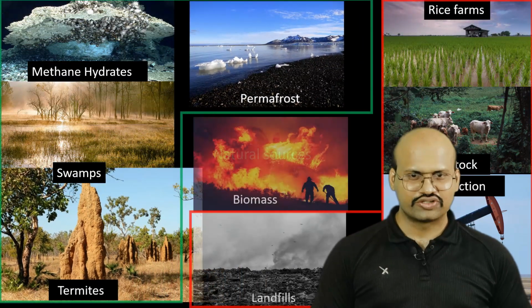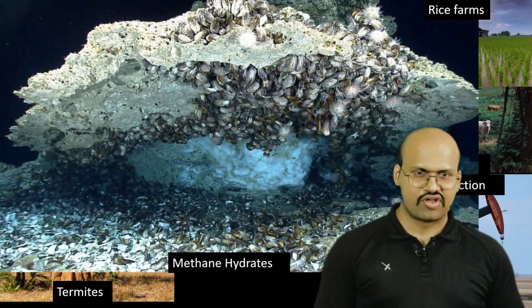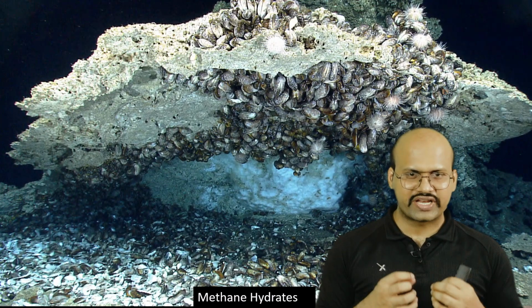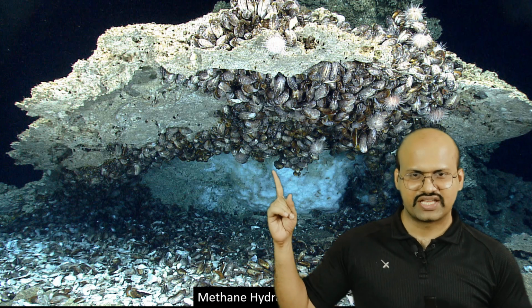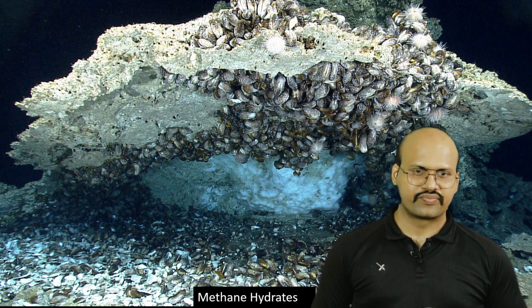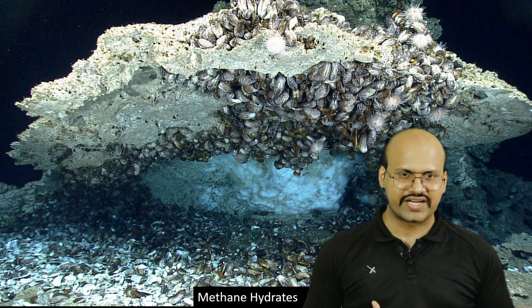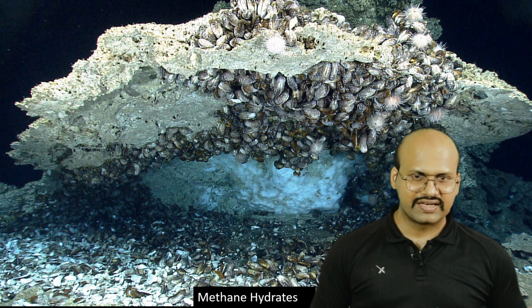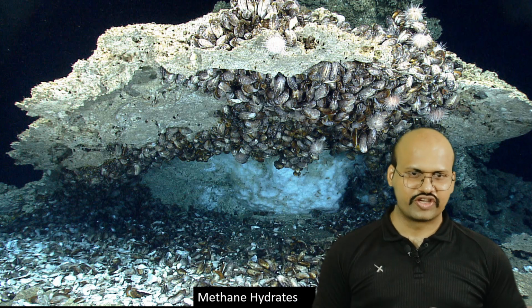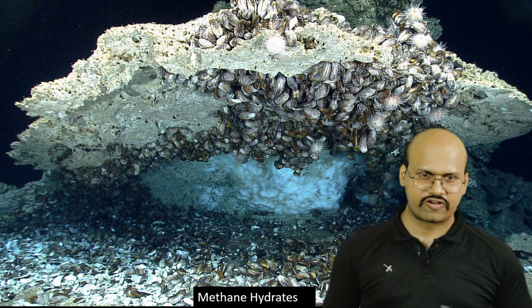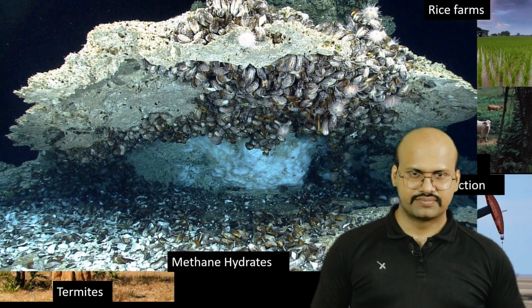Now the next important source is methane hydrates. On the sea floor, due to cool temperature and heavy pressure, we see that methane is in the form of a solid. When we try to extract them or try to bring them up, they are converted into gaseous form and it is released into the atmosphere. So we see that this is also a source of methane in the atmosphere.